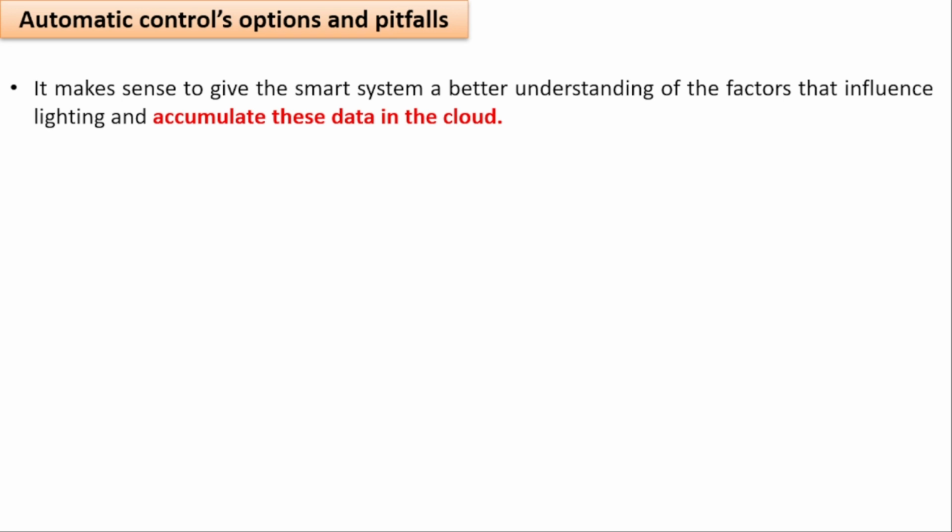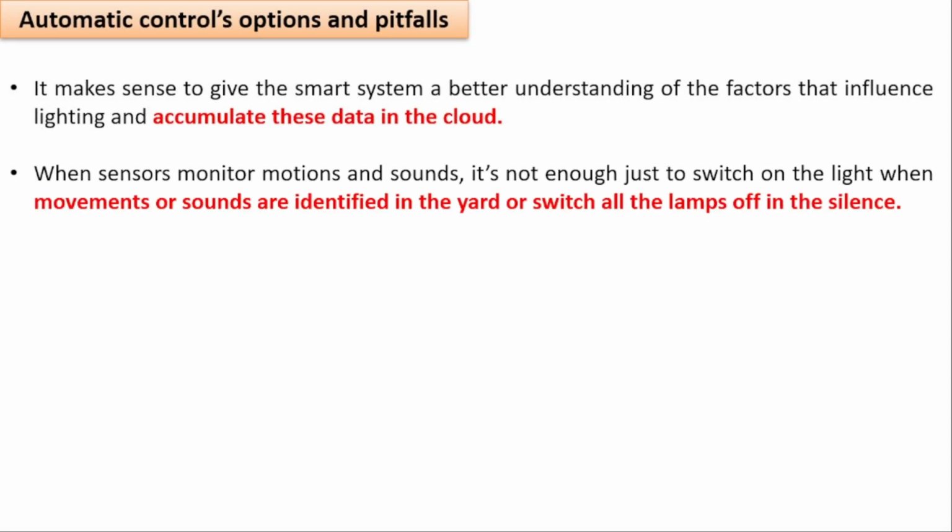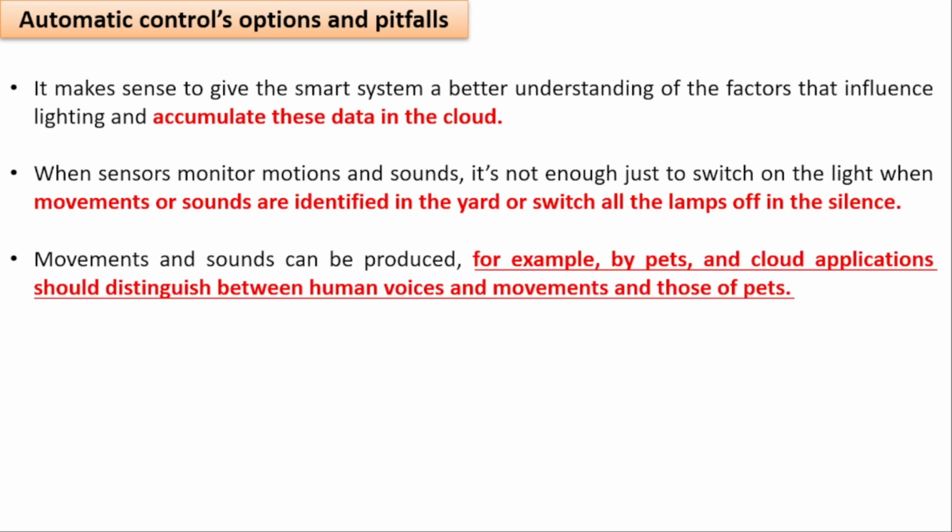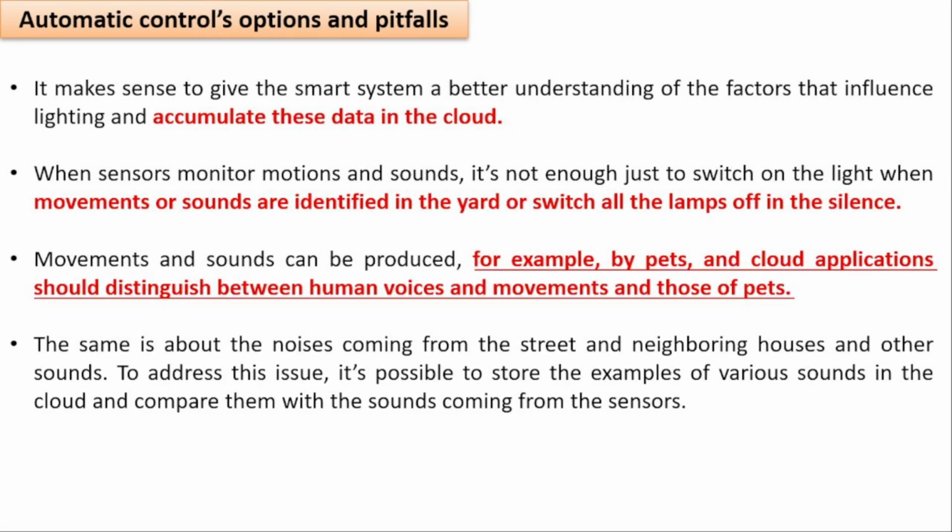Enhancing the smart system's comprehension of factors impacting lighting by accumulating relevant data in the cloud proves beneficial. When sensors are monitoring motions and sounds, a mere response of turning on lights upon detecting movements or sounds in the yard, or uniformly switching off all lamps in silence, falls short. Movements and sounds could stem from sources like pets. Therefore, cloud applications must discern between human movements or voices and those produced by pets. Similarly, noises originating from the street, neighboring houses, or other ambient sources necessitate differentiation. Addressing this concern involves storing samples of various sounds in the cloud and employing comparisons with sounds captured by the sensors to mitigate this issue effectively.